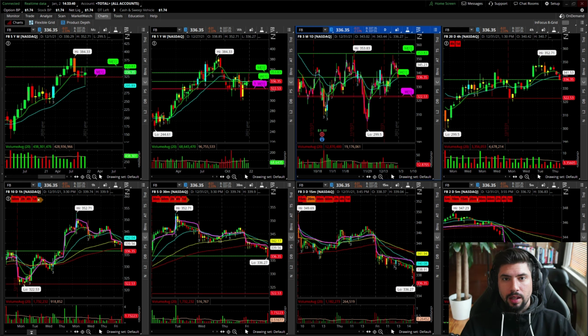What's going on, guys? Today we're going to be discussing the multi-grid chart layout, and this layout is the one that I'm using to be active in day trades. So I'm going to break it down, and I'm also going to share the layout with you so you can just plug and play and use it on the Thinkorswim platform. If you don't have Thinkorswim, you can set this up similarly on whatever brokerage you use.